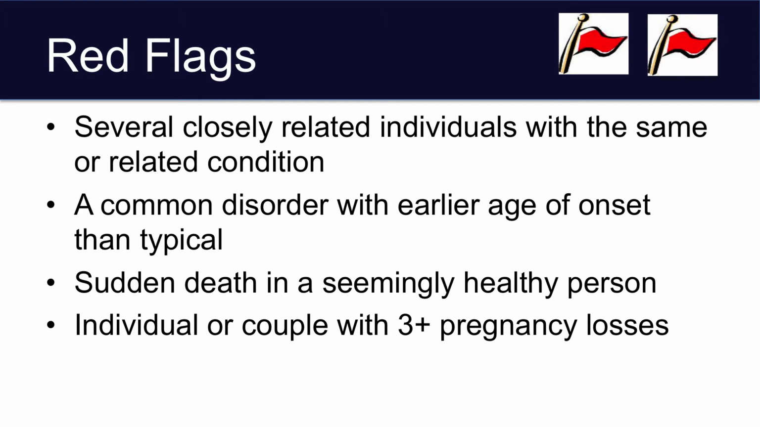The family history is important also because it allows you to identify red flags. Red flags include the following: several closely related individuals with the same or related condition, much like my breast cancer example. A common disorder with an earlier age of onset than is typical. So that might be heart disease in a 40-year-old patient. Sudden death in a seemingly healthy person. And an individual or couple with 3 or more pregnancy losses can also indicate that there might be a genetic or inherited condition.